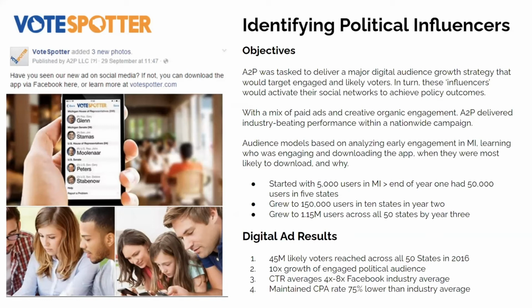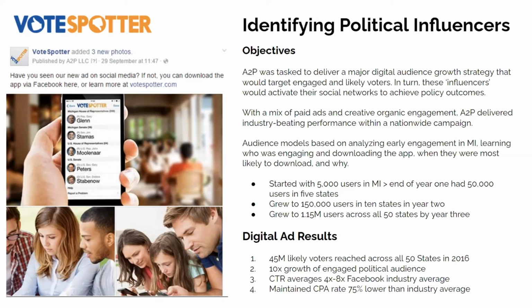Now, we got asked to start working with this particular product when they had 5,000 users in Michigan. And we ran a number of test ads. We worked out, as you can see here, which images were working most effectively, which messages, which words drove the most engagement. And we were able to increase that 5,000 users in Michigan to 50,000 users across 5 states in about 6 months.